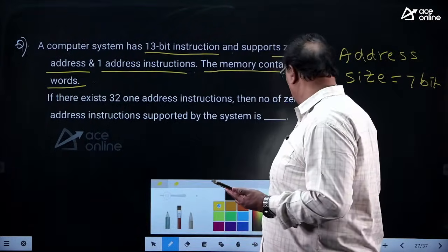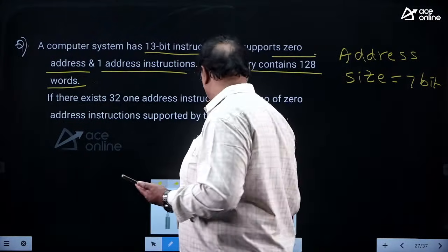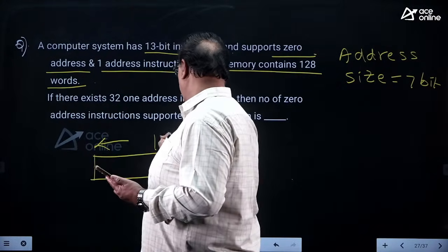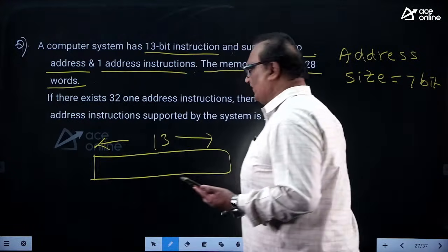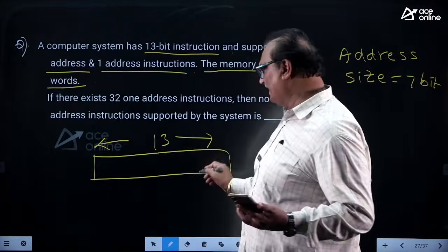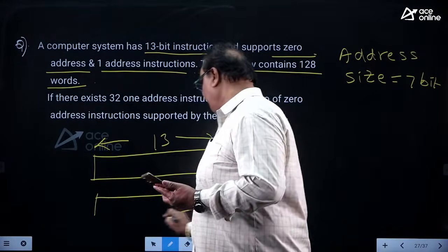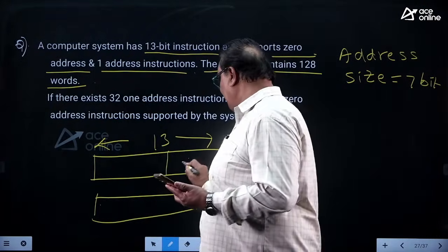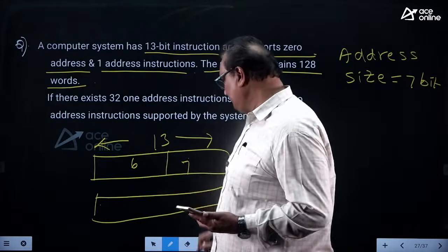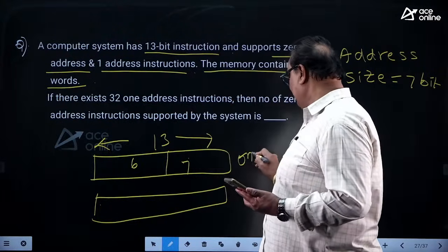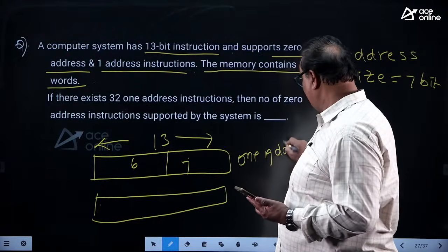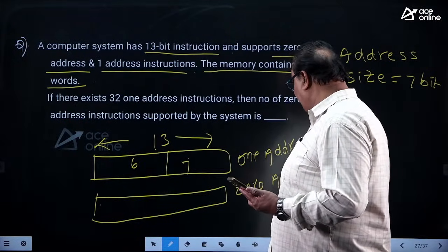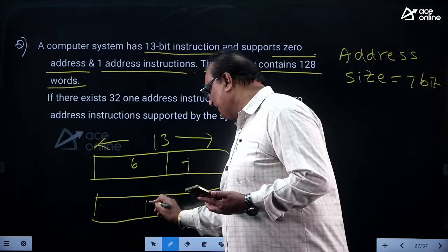Look here, I will give a simple explanation. What is the instruction code size here? 13 bits. These are used for 0 address and 1 address instructions. If it is 1 address, 7 bits are needed for the address field and 6 bits are needed for the operation. If it is 0 address, no address field is needed, all bits are used for operation.